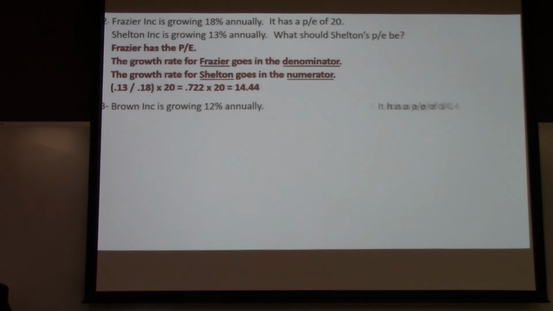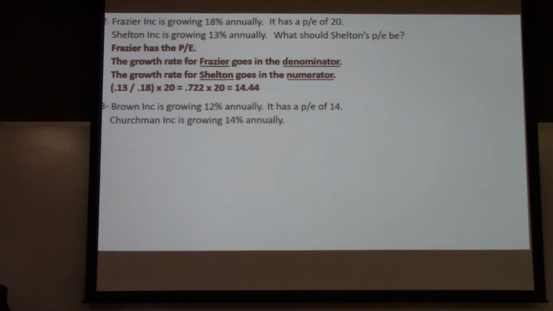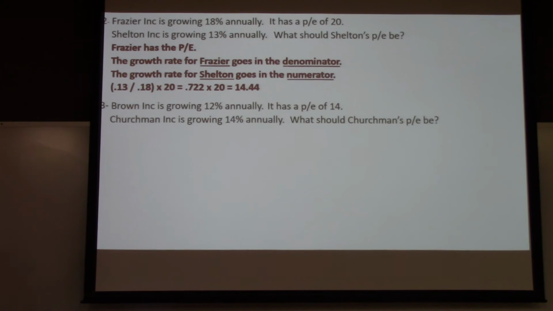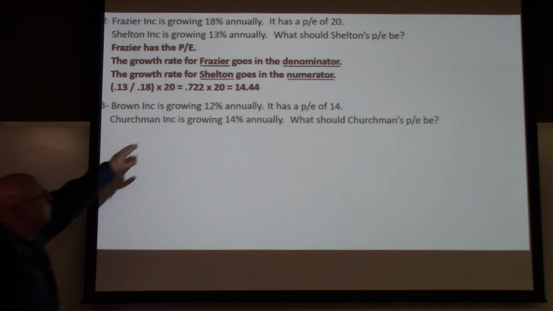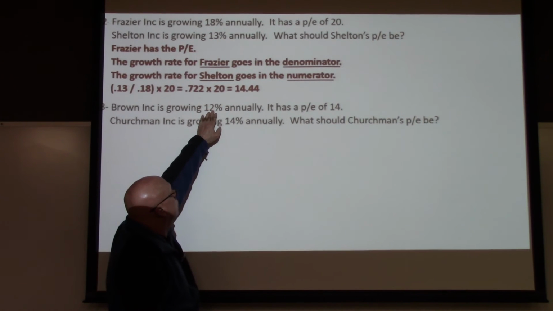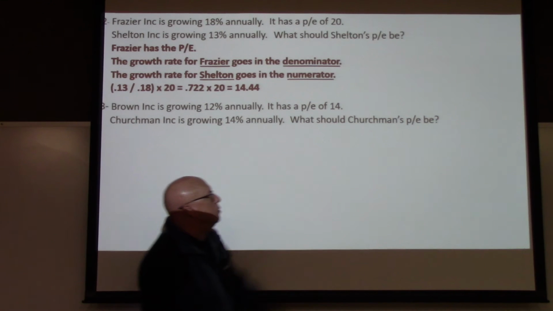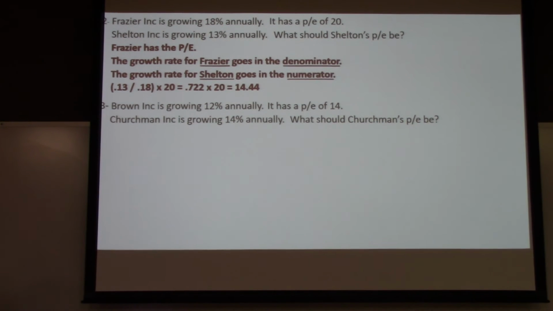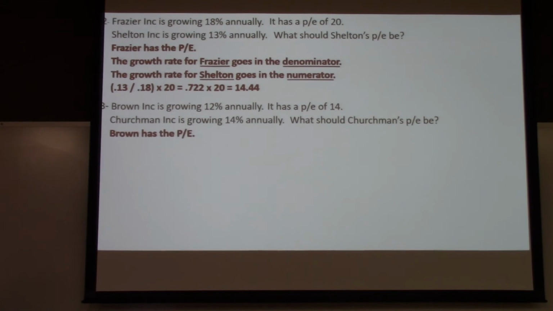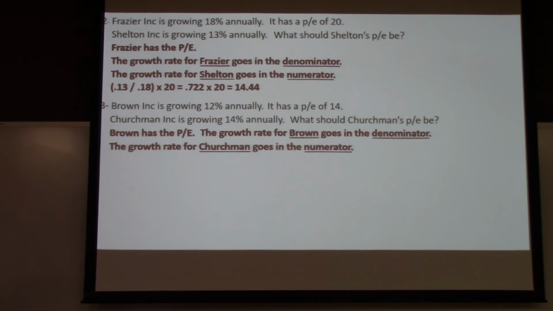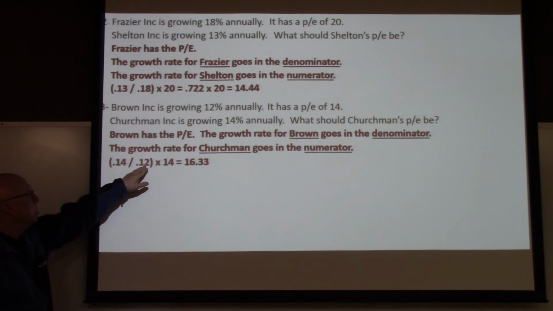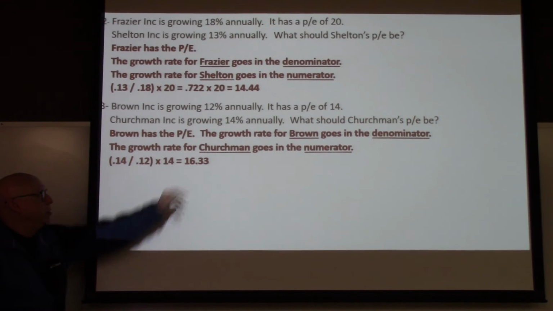Brown Inc. is growing 12% annually. It has a PE of 14. Churchman Inc. is growing faster, 14% annually. What should Churchman's PE be? Since Churchman is growing faster than Brown, Churchman's PE should be higher than Brown's PE of 14. So your answer should be higher than 14. So we'll put Brown's PE in the denominator and Churchman's PE in the numerator. And there we have it. Churchman divided by Brown times Brown's PE. There's Churchman's PE.